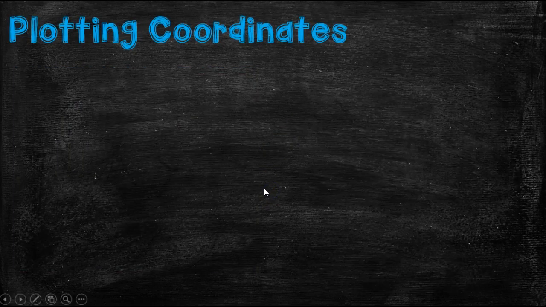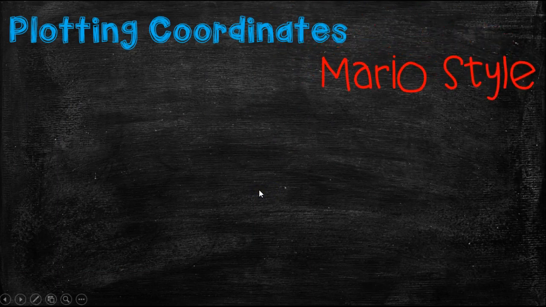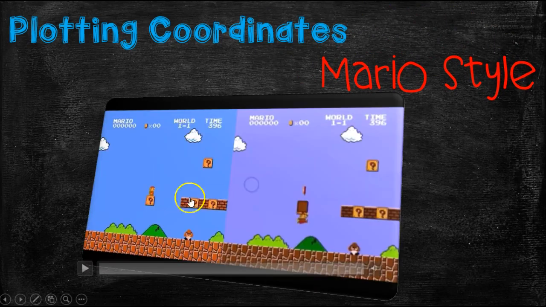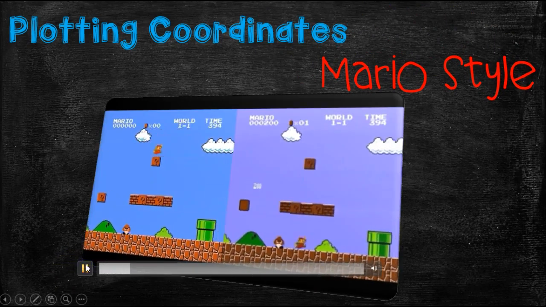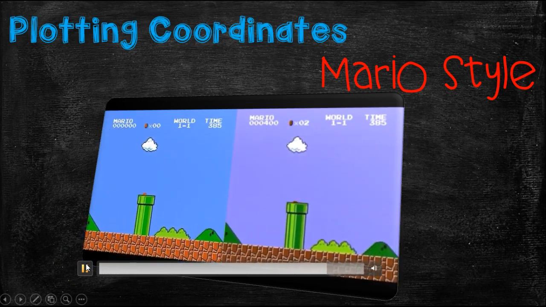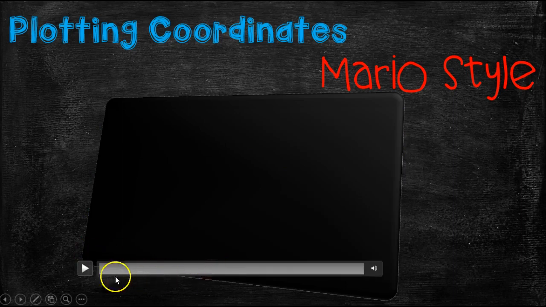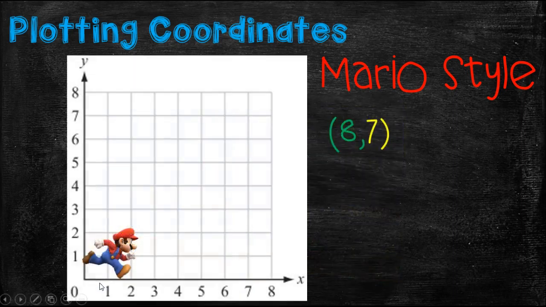So here's how we plot coordinates Mario style. Yes, this is what Mario used to look like when I was your age in 1985. But what we notice about Mario is that he always runs and then he jumps. Well, that's actually going to help you when you remember how to plot coordinates, okay?